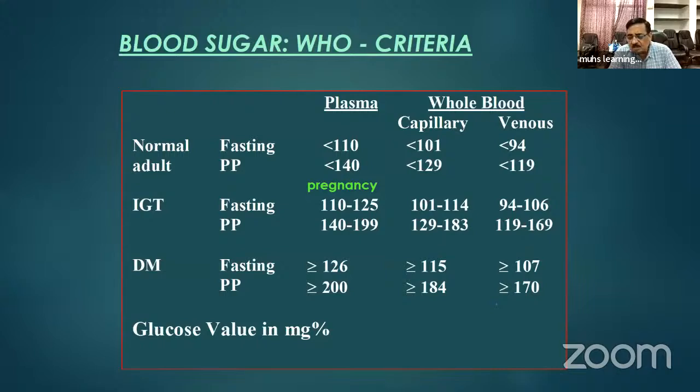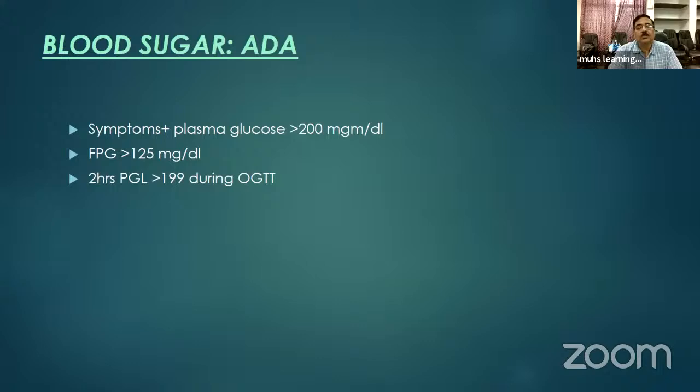What is that? Fasting more than 126 and postprandial more than 200 is always considered diabetes. While a random sugar of more than 200 with symptoms again makes the diagnosis of diabetes. Fasting glucose, if more than 125 milligram per deciliter, is straight away taken as diabetes. And 2 hours postprandial, if more than 199 in OGTT, again it is classified as diabetes.